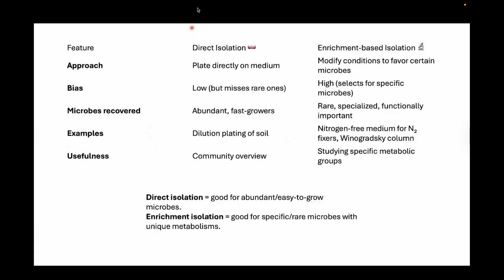Usefulness: direct isolation gives us a community overview, what kind of microbes are present in the whole community, while enrichment based isolation gives us an opportunity to study specific metabolic groups present in the community. Direct isolation is good for abundant and easy to grow microbes, whereas enrichment isolation is good for specific rare microbes with unique metabolisms.